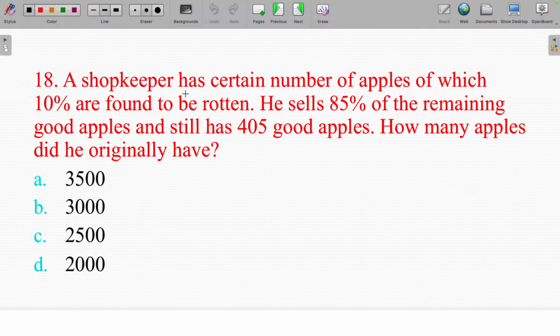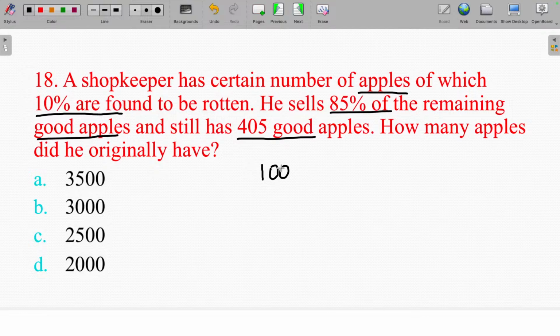A shopkeeper has a certain number of apples, of which 10% are found to be rotten. He sells 85% of the remaining good apples and still has 405 good apples. Very simple, right? Can I assume I start with 100 apples? Yes or no? Shall I assume I start with 100 apples?